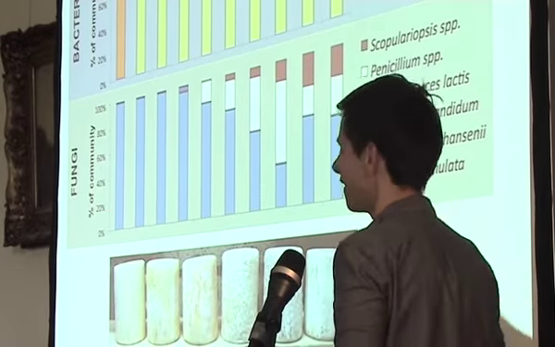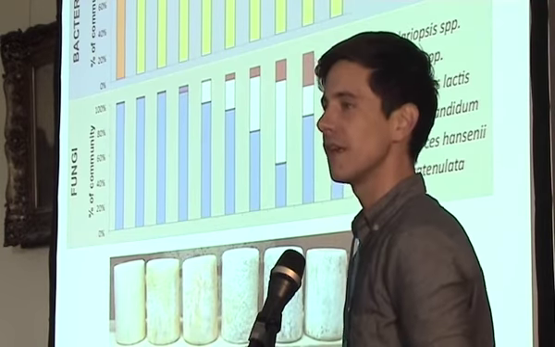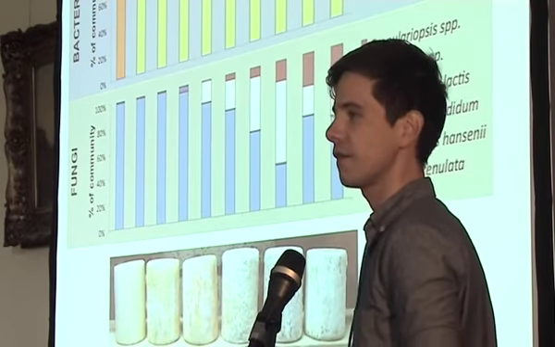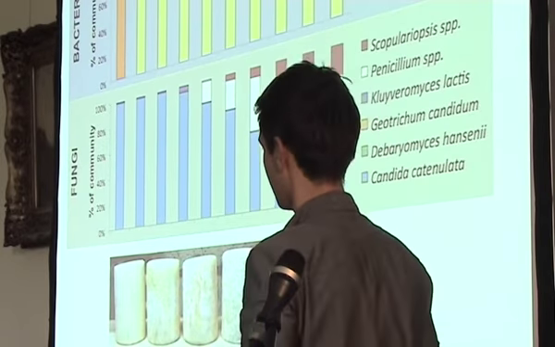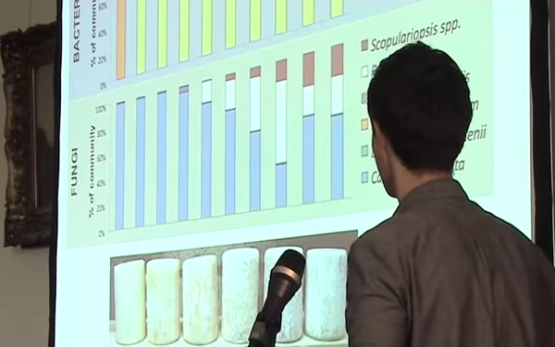Candida catenulata turns out to be what we call a killer yeast. It actually produces toxins that kill off other yeasts. And when we grow it in the lab, K. lactis is just not able to grow at all. It kills off K. lactis.